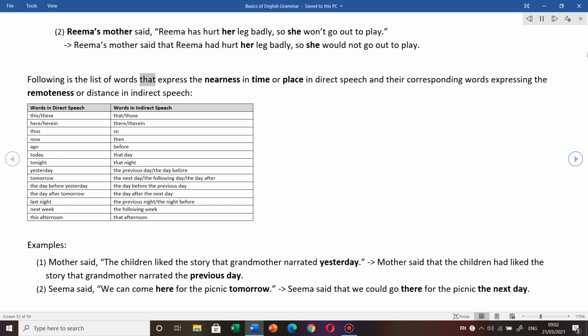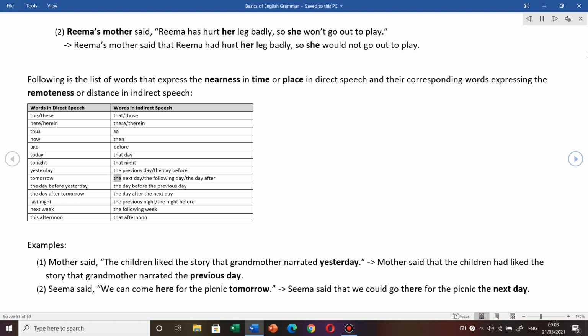Following is the list of words that express the nearness in time or place in direct speech and their corresponding words expressing the remoteness or distance in indirect speech. Words in direct speech, words in indirect speech. This, these: that, those. Here, herein: there, therein. Thus: so. Now: then. Ago: before. Today: that day. Tonight: that night. Yesterday: the previous day, the day before.